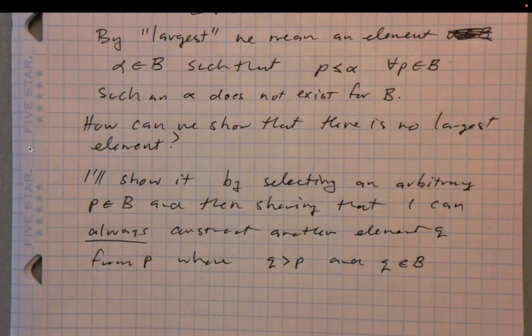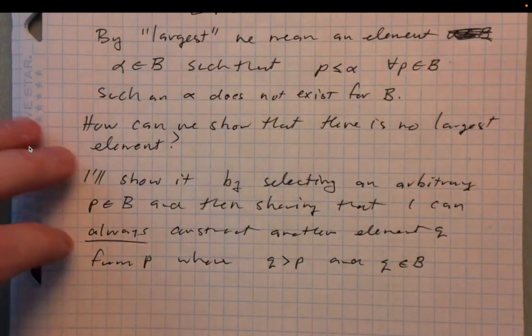So you give me your candidate for the largest element of B, and I immediately give you something else in B that's bigger. That's the nature of this argument. Whatever P you say is the largest element in B, I'm going to say, no, this is bigger. And then you say, okay, well, that's the largest element. And I say, no, actually, this one's bigger than that one. And we go on like this forever. Whatever you give me, I'm going to find something bigger in B.